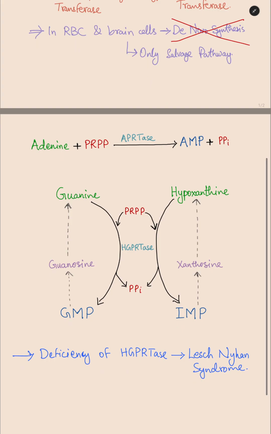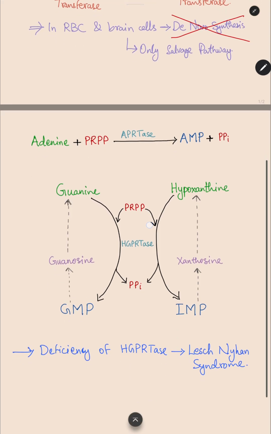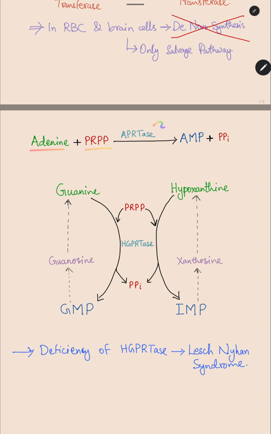Now coming to the reaction, it is a very simple reaction. Firstly, the formation of AMP. Adenine reacts with PRPP, phosphoribosyl pyrophosphate, in the presence of the APRTase enzyme, adenine phosphoribosyl transferase, to form AMP, and a byproduct of pyrophosphate is also formed. So this is the first reaction, the production of AMP.